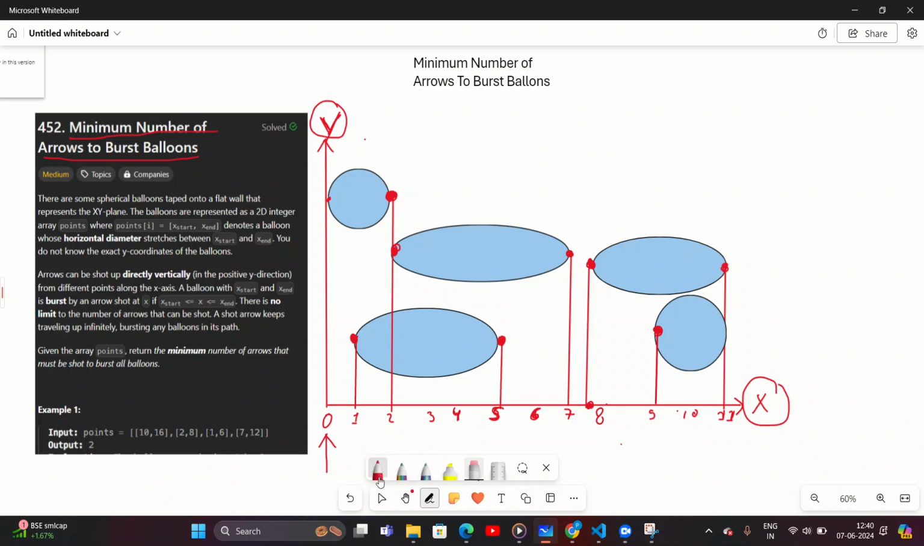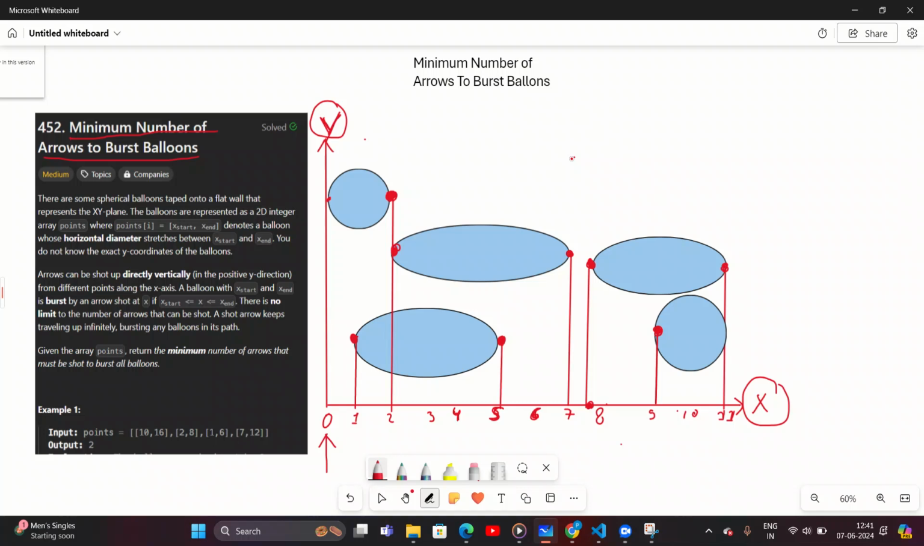We will read further: arrows can be shot up directly in the positive y direction from different points along the x-axis. A balloon with xstart and xend is burst by an arrow shot at x, where xstart is less than or equal to x, and x is less than or equal to xend. There's no limit to the number of arrows that can be shot. A shot arrow keeps traveling up infinitely, bursting any balloons in its path.